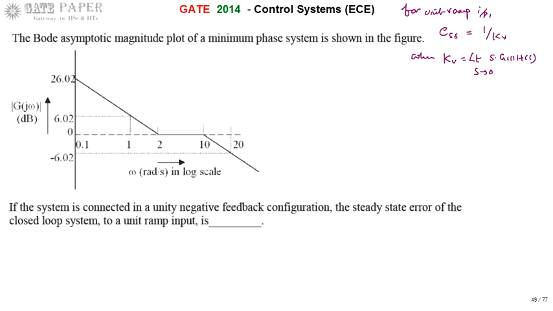So first, to obtain kV, we need to get the transfer function G of S, H of S. To get G of S, H of S, the Bode magnitude plot is given. From the Bode magnitude plot, you are going to obtain the transfer function G of S into H of S. You substitute it in the kV equation, then you will get the value of kV, and then you can calculate the ESS. And next, what is meant by a minimum phase system?